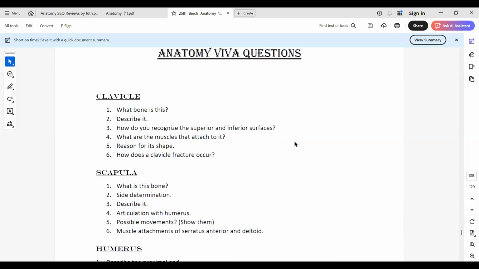Regarding the clavicle, they will give you the clavicle. They will ask, what is this bone? Then you are going to tell this is a right or left clavicle. Then you have to describe it, starting from the top and going to the bottom. How do you recognize the superior and inferior surface? Then you have to tell what muscles are attached to it, the reason for its shape, and how clavicle fractures occur. These are the questions which they have asked in past exams. Okay, so remember this will come to you again.